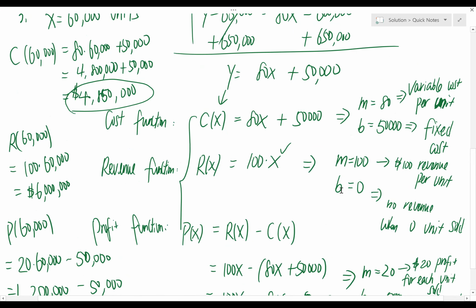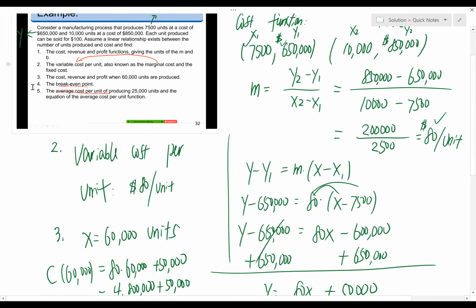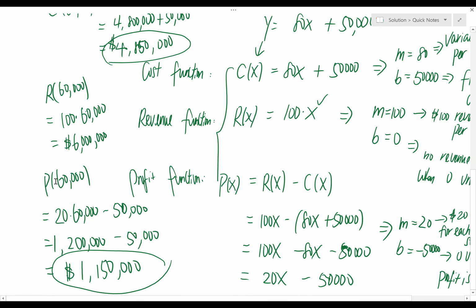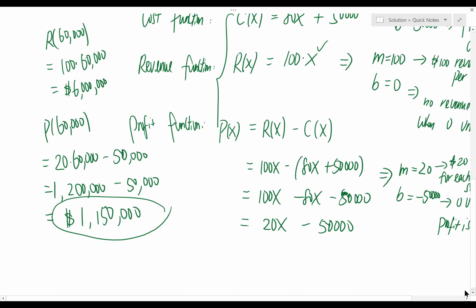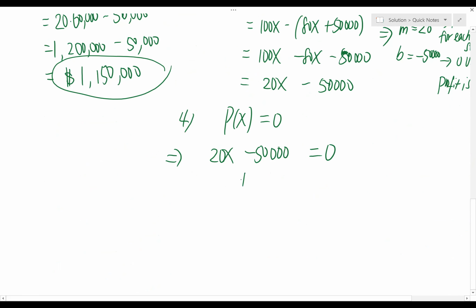Okay. So this is part 3, and part 4 is break-even point. Okay, so that's what we did earlier, right? With the other example, in order to break even, we have to make sure revenue equal to cost, meaning we want to make sure profit function equal to 0, meaning no profit, right? No loss, no profit. So here indicating 20x minus 50,000 equal to 0. So we have a linear equation, and with the one variable x, you just have to solve for x.